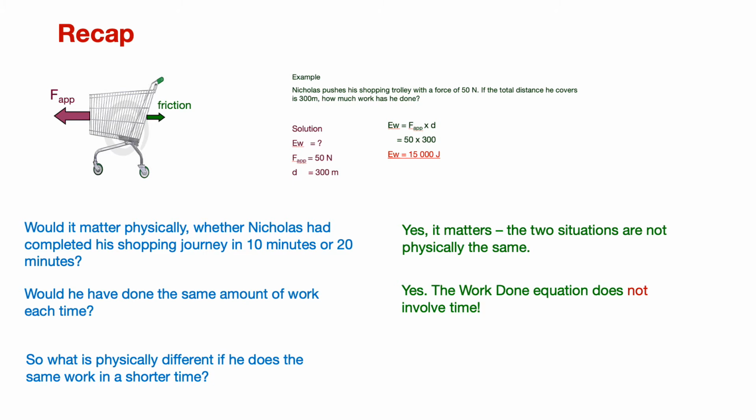Final question then. What is physically different if he does the same amount of work in a shorter time? Surely there must be some difference in physics between the 2 situations. Well, when he does the work in a shorter time, his rate of doing the work is greater. And that's really the core of what we are investigating in this lesson.